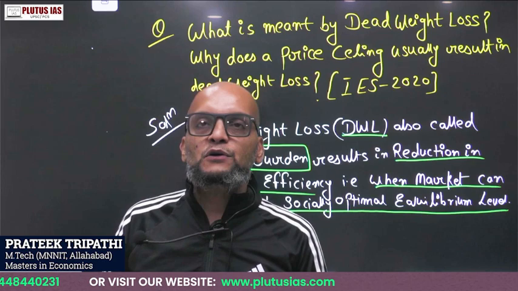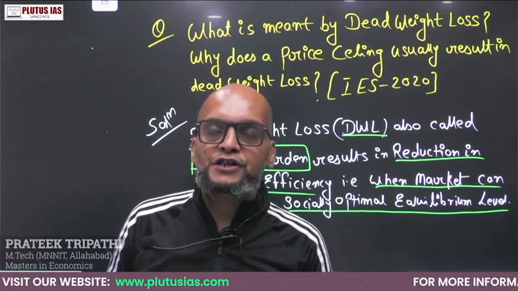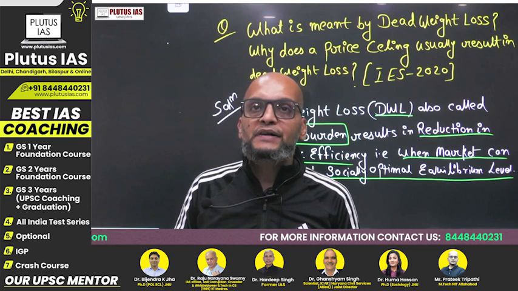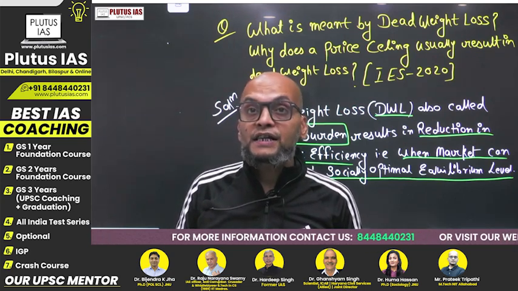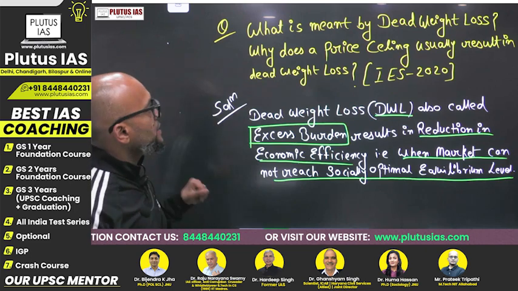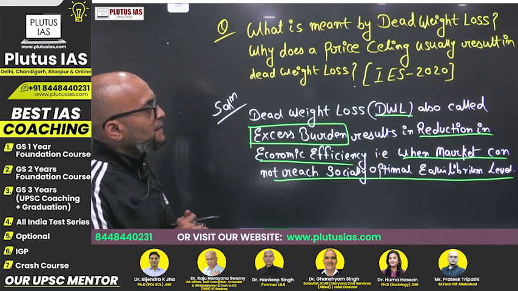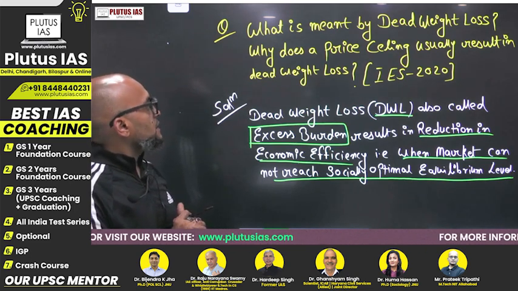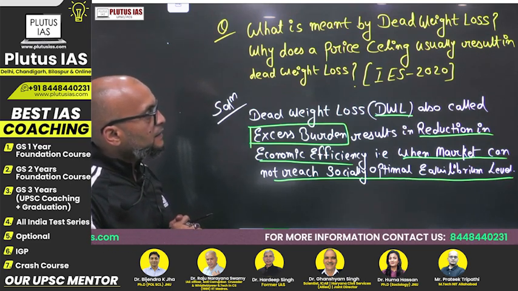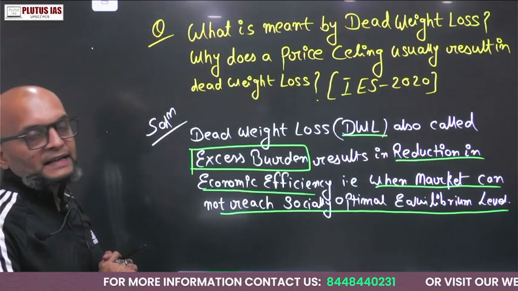Guys, today we are going to discuss one past year question of Indian Economic Services. The question came in year 2020 in the GE paper 1, General Economics paper 1. So what's the question? The question is, what is meant by deadweight loss? Second part of the question is, why does a price ceiling usually result in deadweight loss?